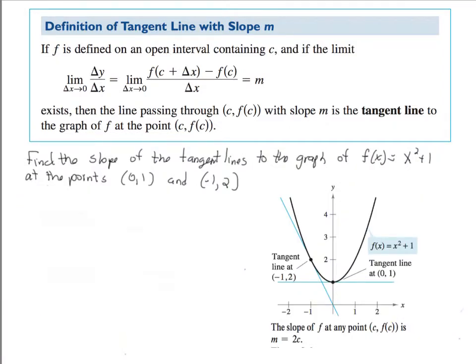Let's look at a graphical representation of what we just did in this problem. So here you see the graph of f of x in black, which is x squared plus 1. And in blue, I've graphed my two tangent lines. At the point 0, 1, notice my tangent line is horizontal, and that's where I got that slope of the tangent line is 0. And at the point negative 1, 2, notice my tangent line is going down, and that's where I got my negative slope answer from the last problem.